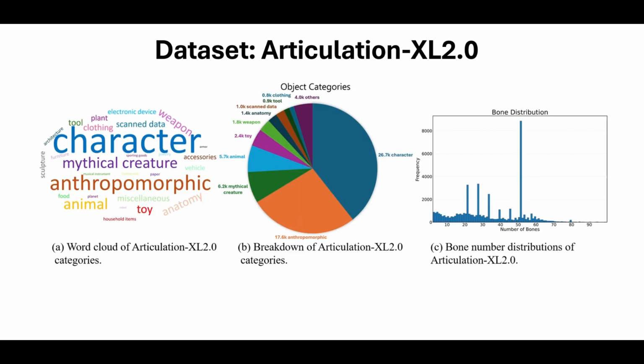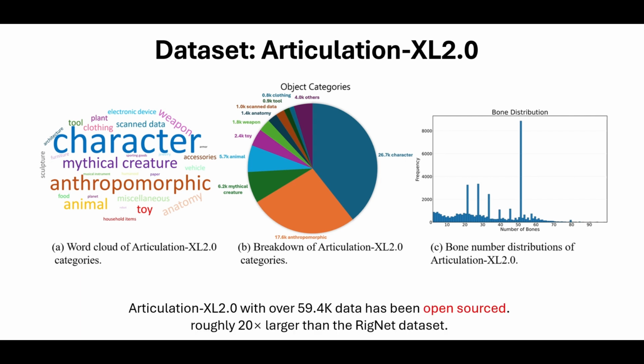To train our auto-rigging model, a large-scale dataset is crucial. Here are key statistics from our dataset, Articulation XL 2.0. The dataset is dominated by character models, approximately 75% creatures and 25% non-creatures. Bone counts range from 2 to 100, with the most common configuration being 52 bones, which aligns with Mixamo rigs.